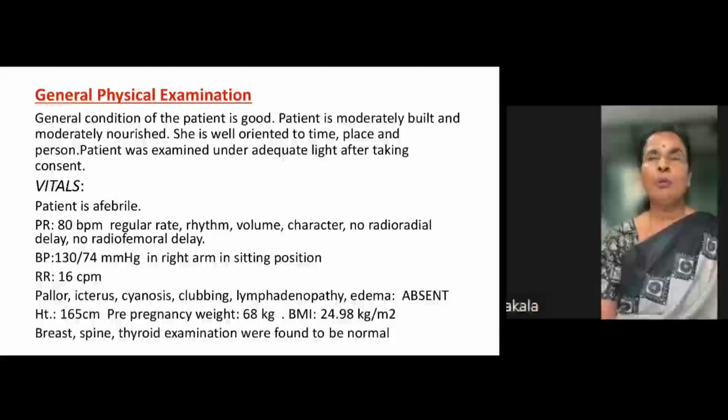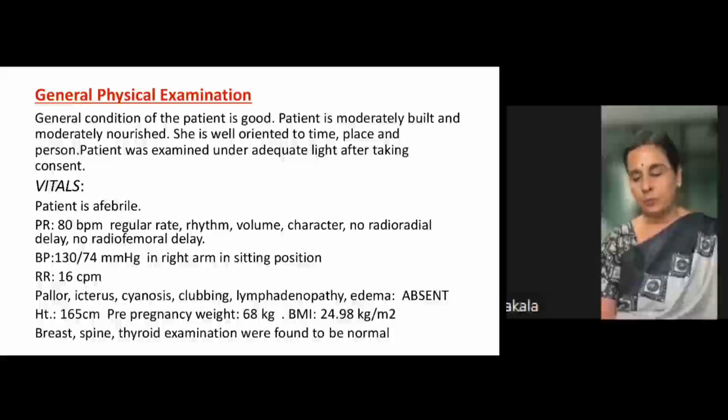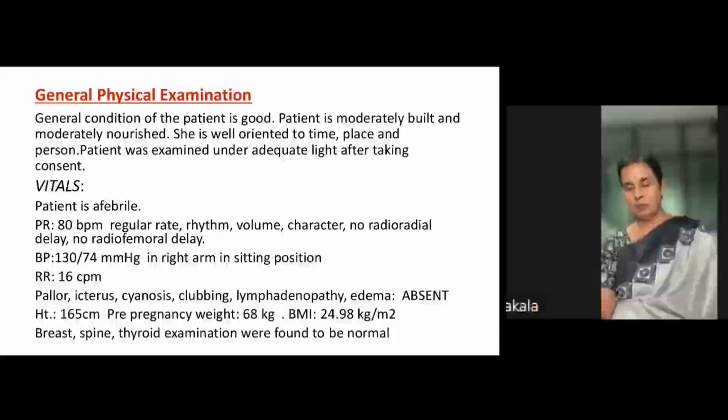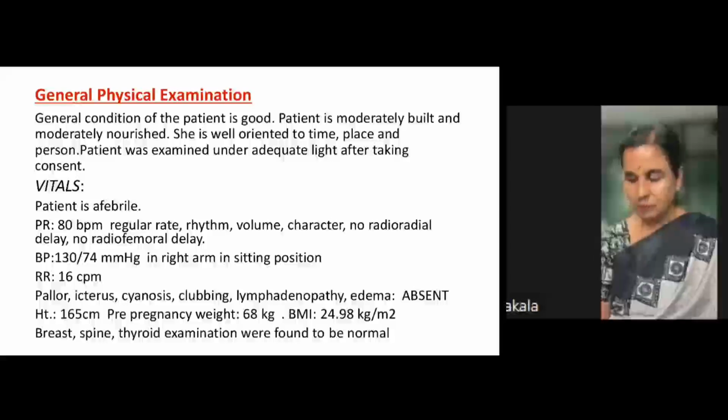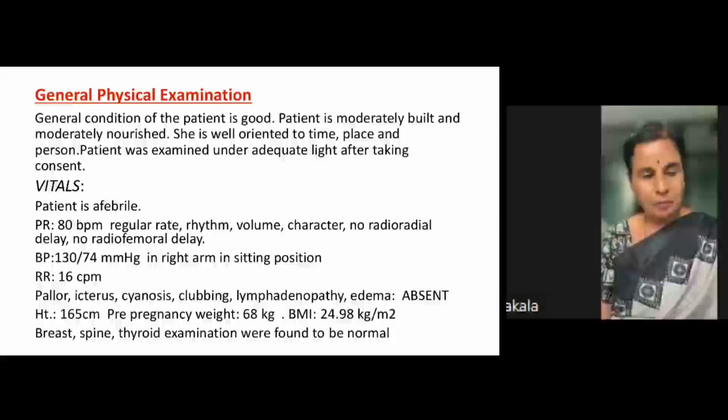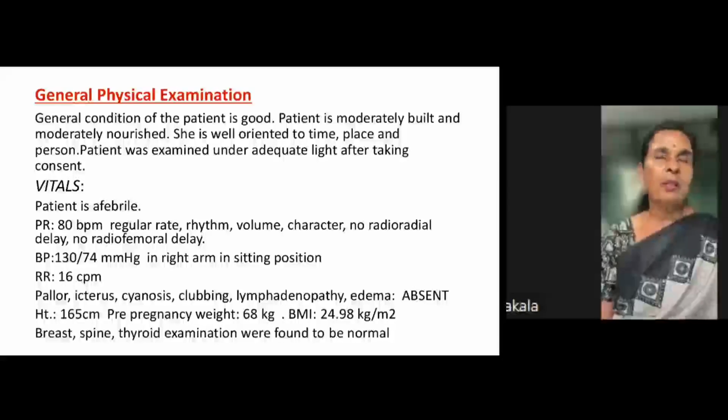Why is it you want to know the pre-pregnancy weight? Because calorie requirement calculation is based on the pre-pregnancy weight, and even if there's any anemia, the formulas use pre-pregnancy weight to calculate the elemental iron requirement. Also, you require the pre-pregnancy weight, or weight during the first visit, to calculate your BMI, right?